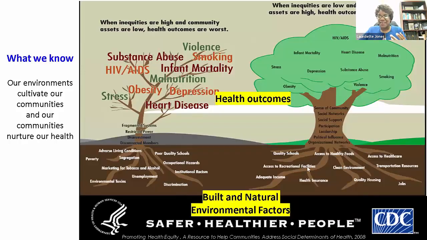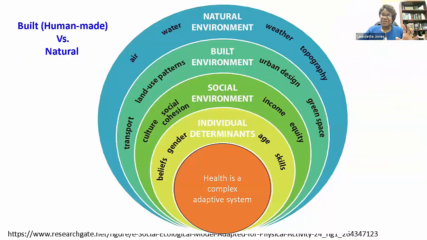And what we see here is that at the roots of what's creating perhaps the less poor health outcomes are things like health insurance and quality housing and clean environment and access to health care and quality schools. And so in this caption over here, it's saying when inequities are low and the community assets are high, then health outcomes are best.